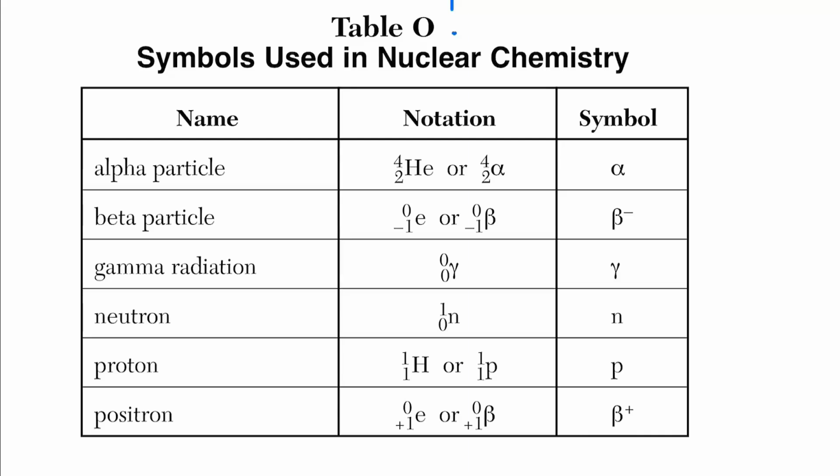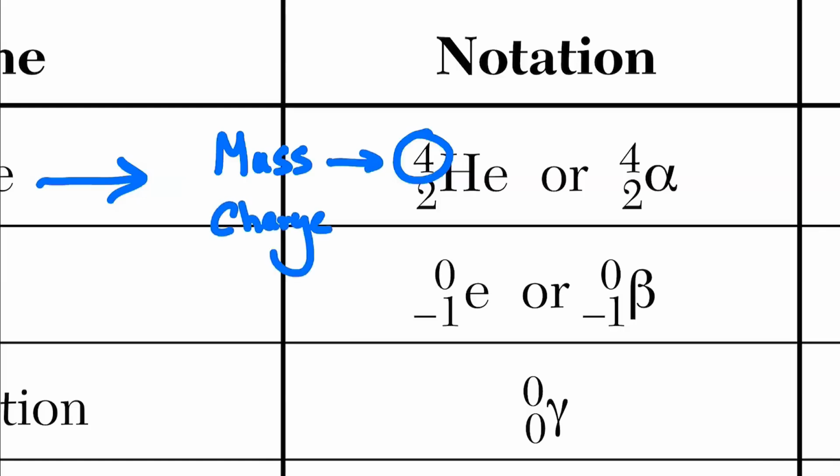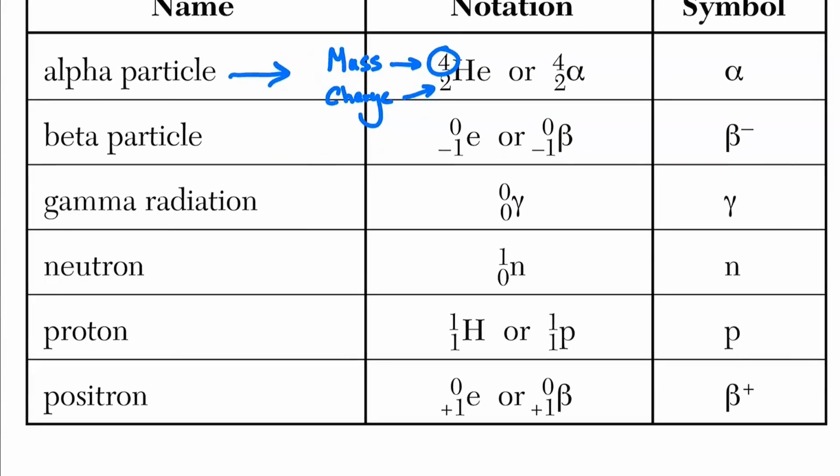Notice we have this alpha particle that Ernest Rutherford shot. It's a helium nucleus. What you should know is that the top number is the mass number. If you get up close and personal with this, this is the mass number of the particle, and this is the charge of the particle in Table O. Now, if we look toward the bottom, we have a neutron with a mass of 1 and a proton with a mass of 1.